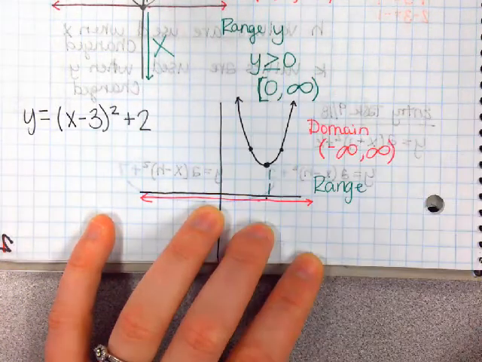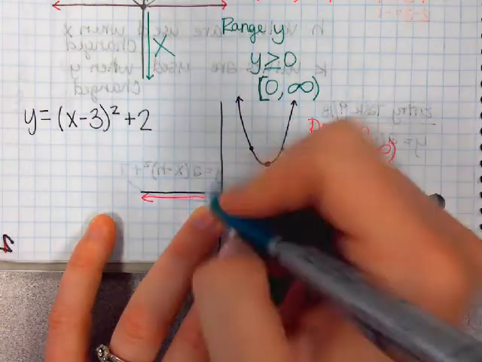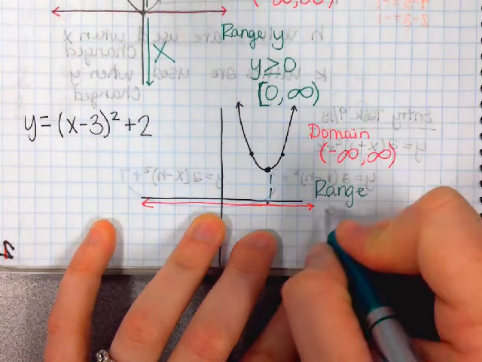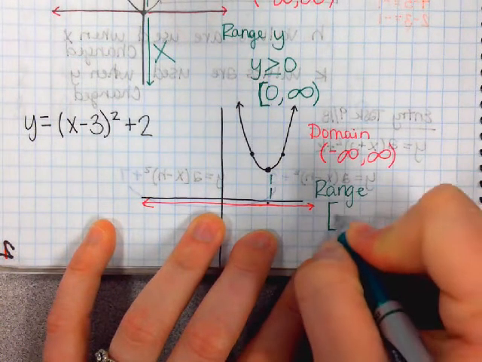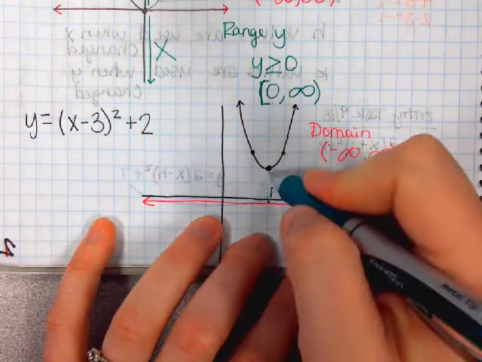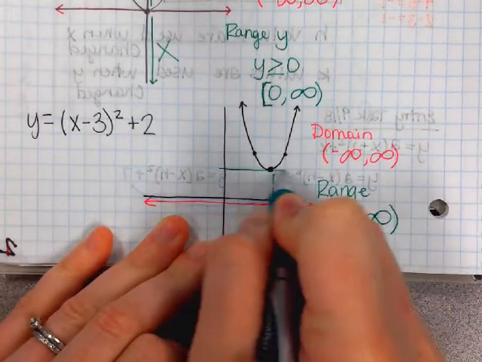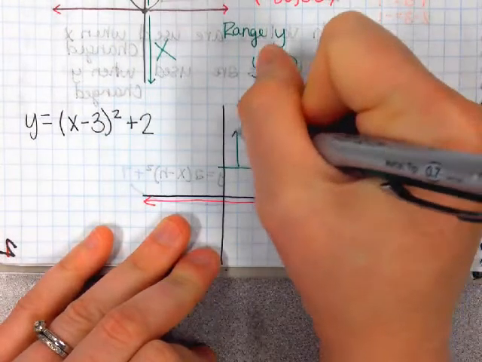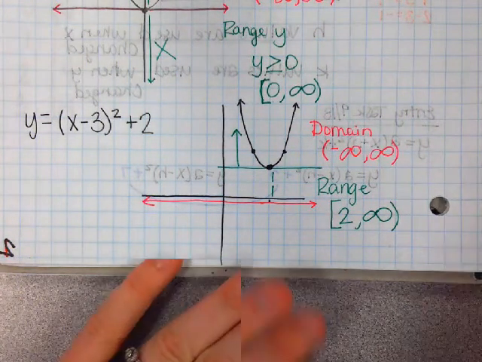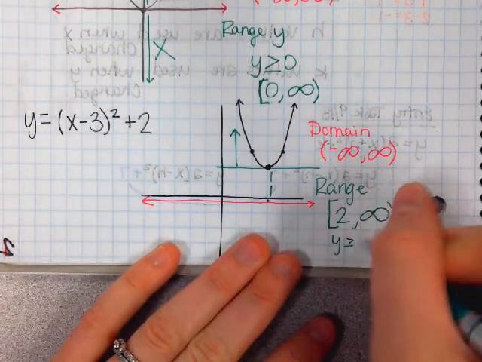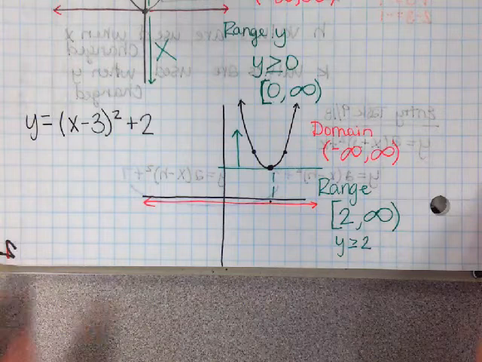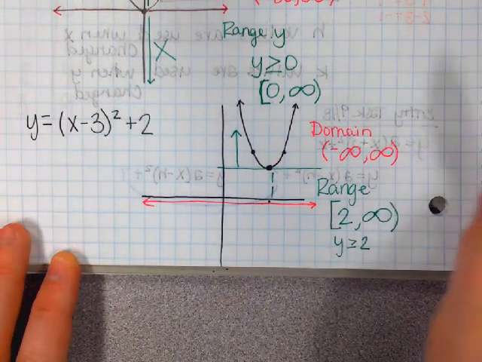Okay, now let's do the range. Since this one was shifted up 2 units from the x-axis or from the origin, instead of it starting at 0 like this one did, it's going to start at 2. So it would go from 2 to positive infinity. Notice it starts at 2, this is the lowest, and then it goes up from there. So it would go from 2 to positive infinity, or if you wanted to write it as an inequality, y is greater than or equal to 2.